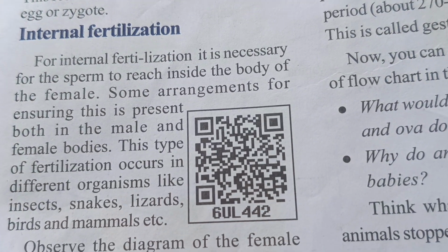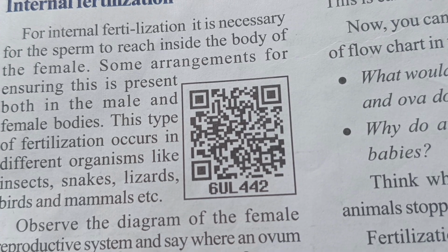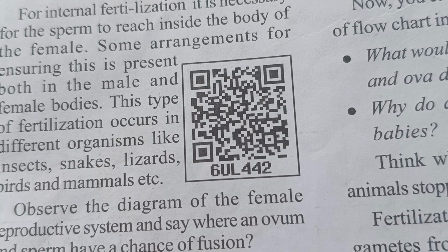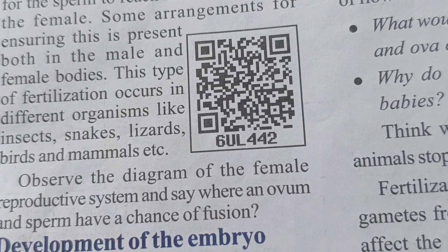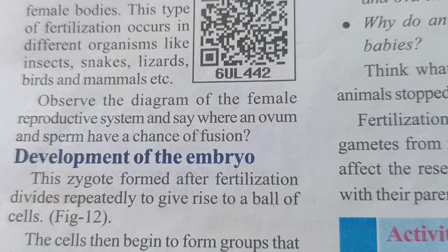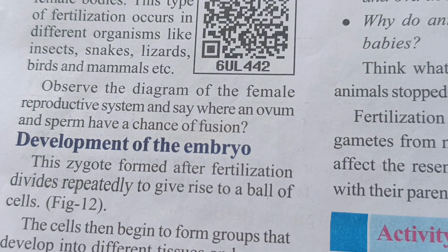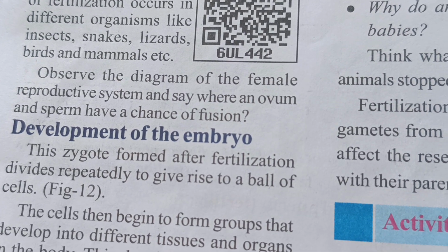Internal fertilization. For internal fertilization, it is necessary for the sperm to reach inside the body of the female. Some arrangements for ensuring this are present both in the male and female bodies. This type of fertilization occurs in different organisms like insects, snakes, lizards, birds, and mammals, etc. Observe the diagram of the female reproductive system and say where ovum and sperm have a chance of fusion.